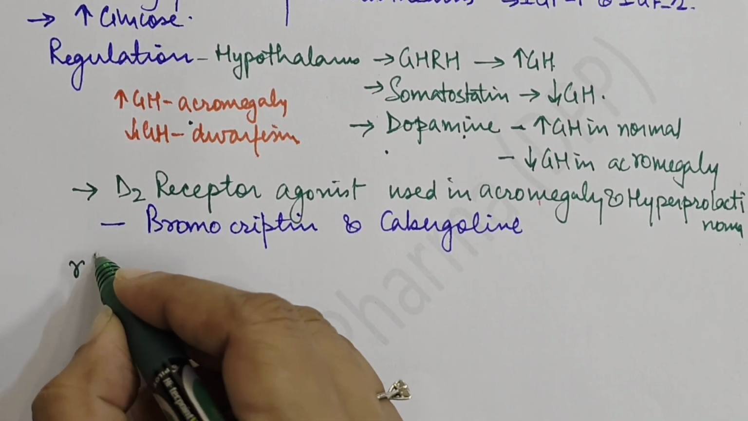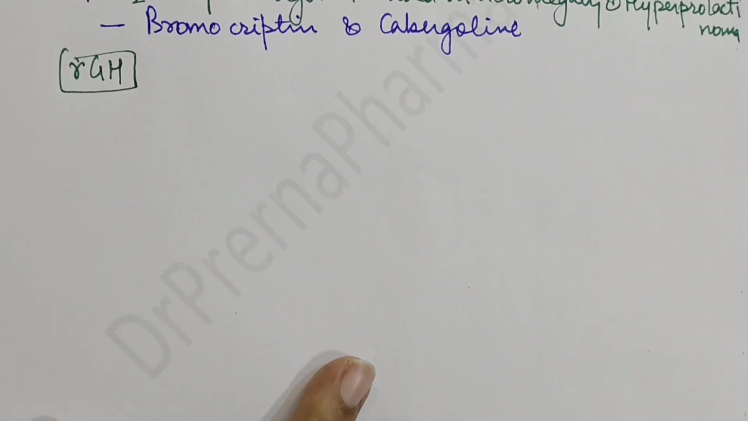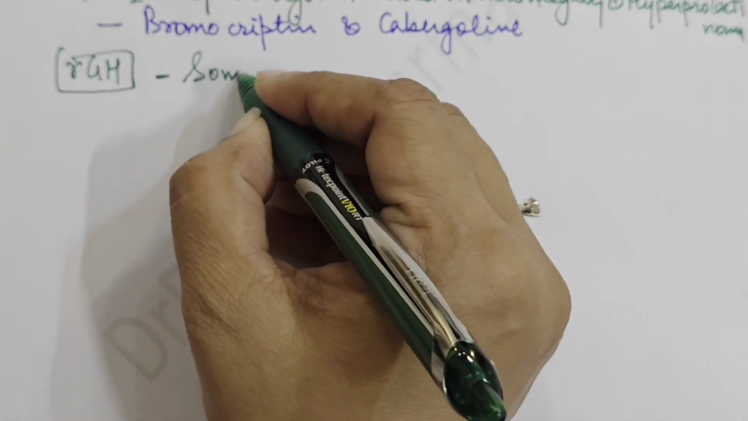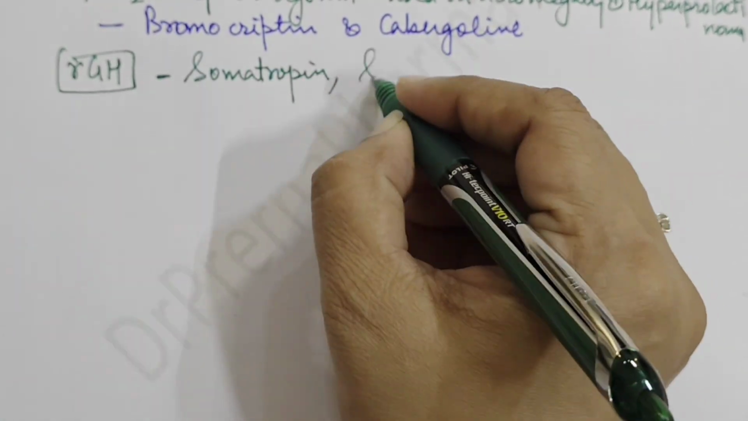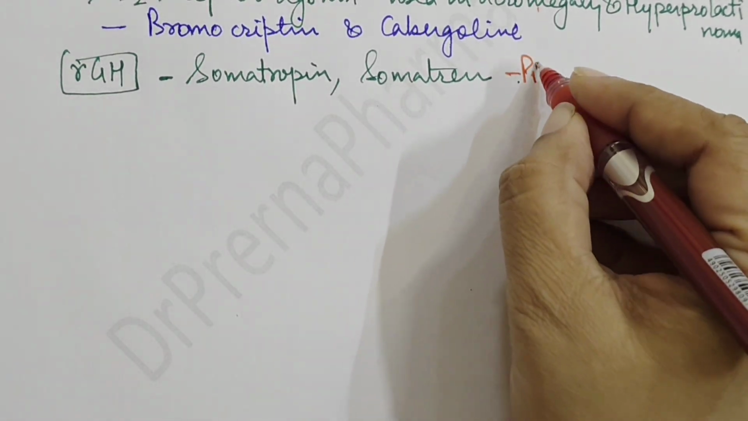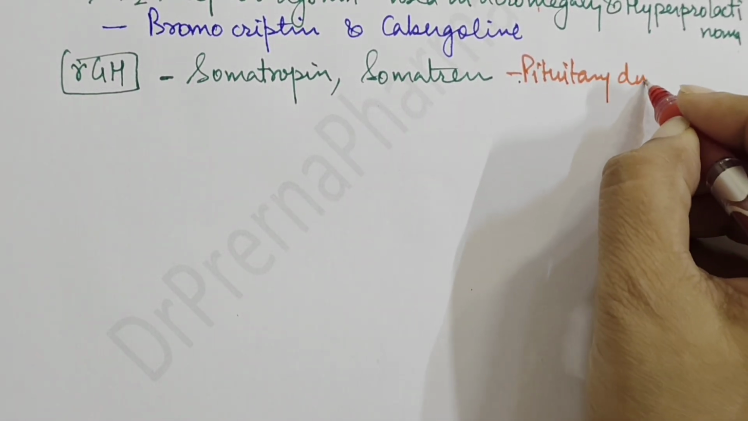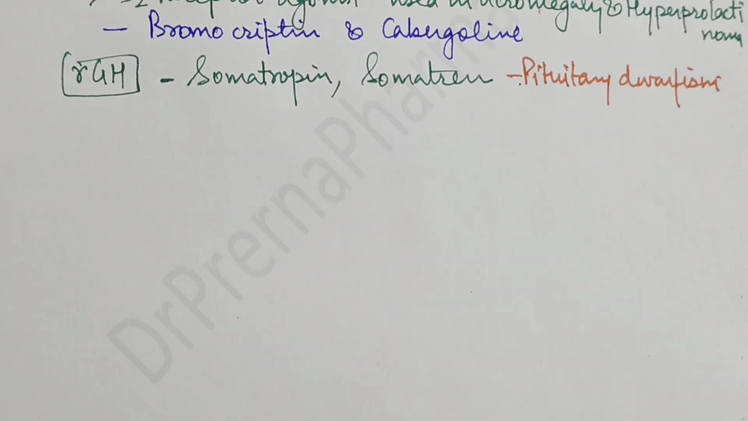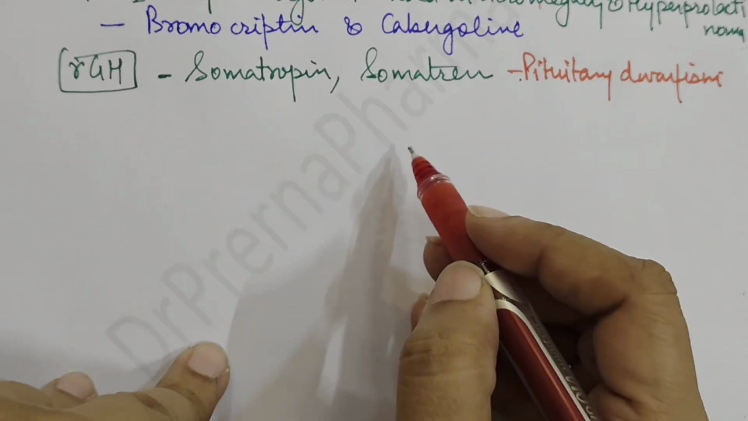Now there are some compounds. Recombinant growth hormone. What is this recombinant growth hormone? It is somatropin or somatrem. Now this drug is basically used in pituitary dwarfism. In dwarfism patients, if there's a decrease in growth hormone secretion, then we give somatropin. This is a recombinant growth hormone.